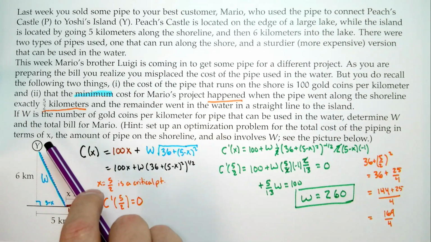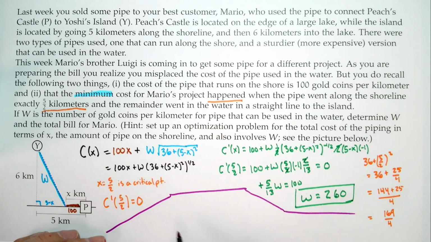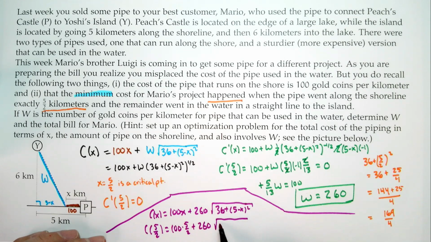And now, what about the total bill? The total bill for Mario. Well, now that we have W, we can update our cost function. So our cost function is now 100x plus 260 times the square root of 36 plus 5 minus x squared. But we plug in 5/2. So we get that the cost for Mario is equal to 100 times 5/2 plus 260 times the square root of 36 plus 5/2 squared.